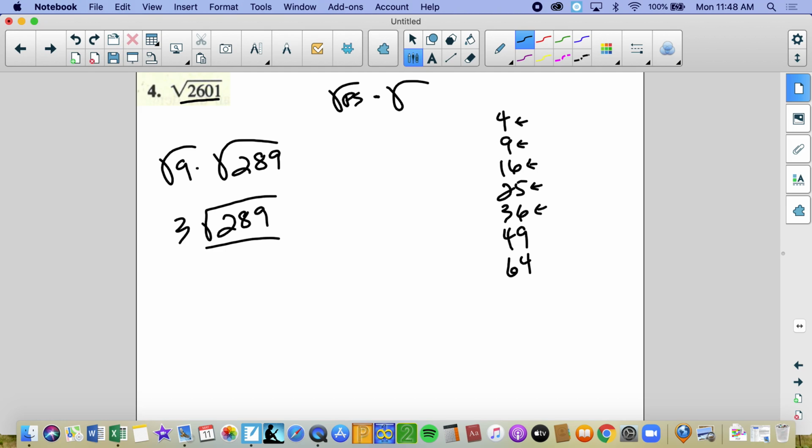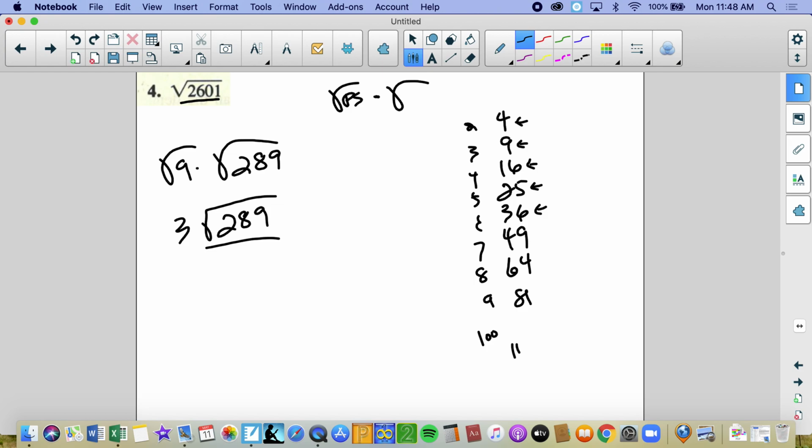36, well, that's 6. Let's try 36. 289 divided by 36. Probably not, because it's an even number. I think that would be my reasoning here. Let's try 49. 289 divided by 49. Nope. 64, no. What's this? 2, 3, 4, 5, 6, 7, 8, 9 would be 81, no. 100, no. 11.